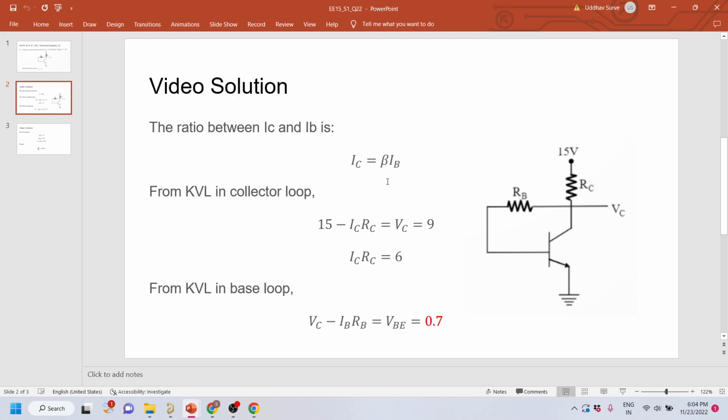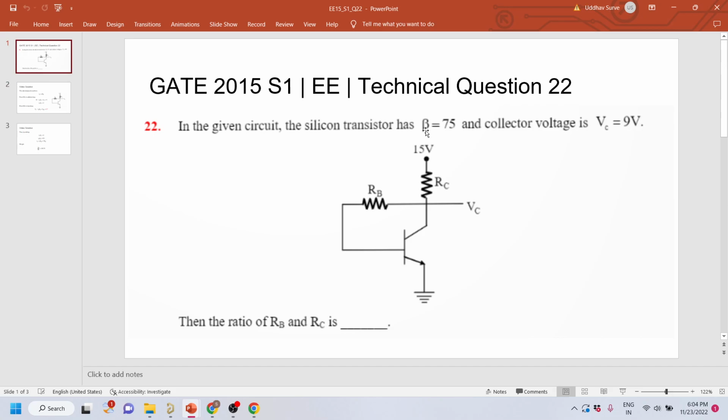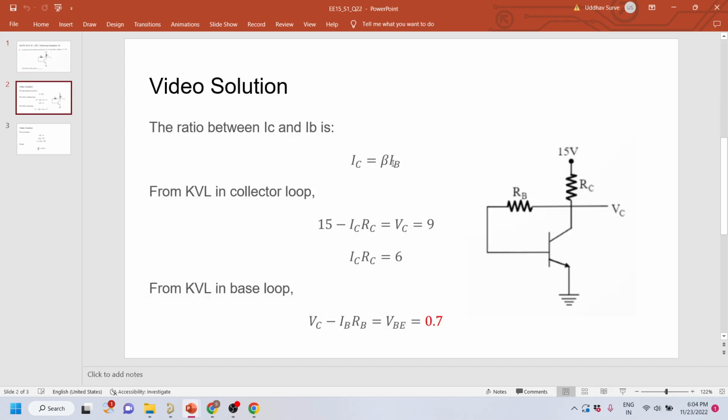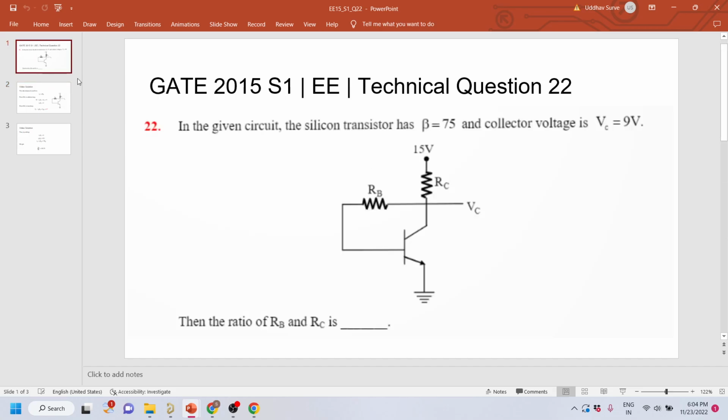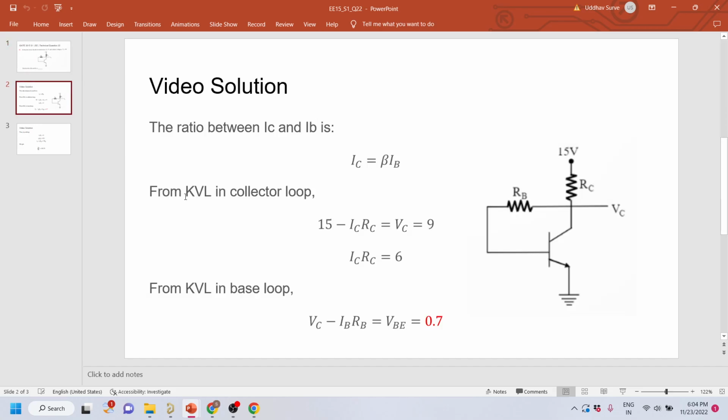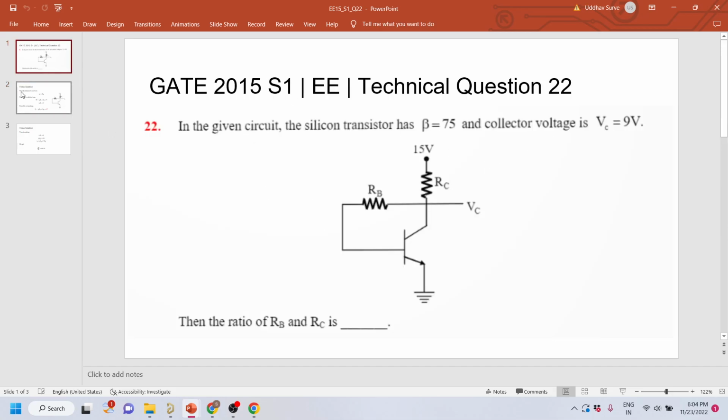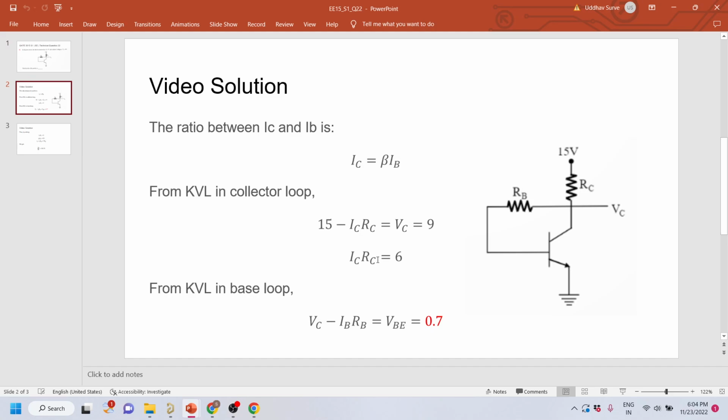It is a general formula that the ratio between the collector current and the base current is given by beta, which is mentioned in the question. The definition of beta is the ratio of IC and IB, given as 75. Now for the KVL in the collector loop, if we take a loop from VCC to ground, it is 15 minus ICRC equal to VC, which is given as 9 volts. By solving this KVL, ICRC comes out to be 6.